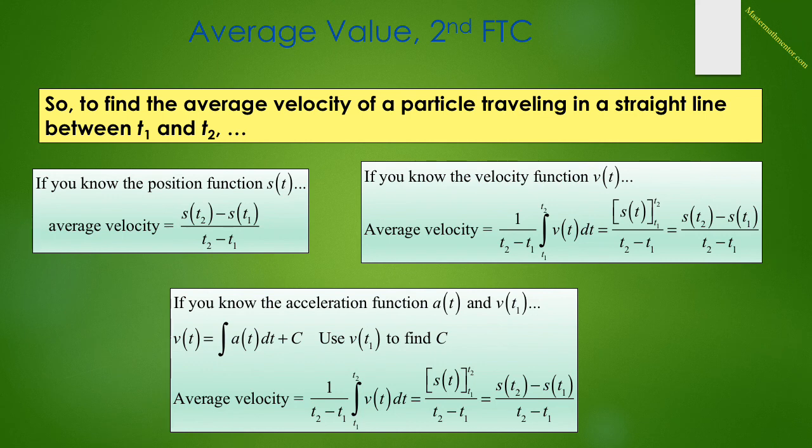If you know the acceleration function a of t and v of t1, we can use our integration formula, v of t equals the integral of a of t dt plus c, to find v of t. We will have to use v of t1 to actually find the value of c. And now we can use our average velocity formula again.